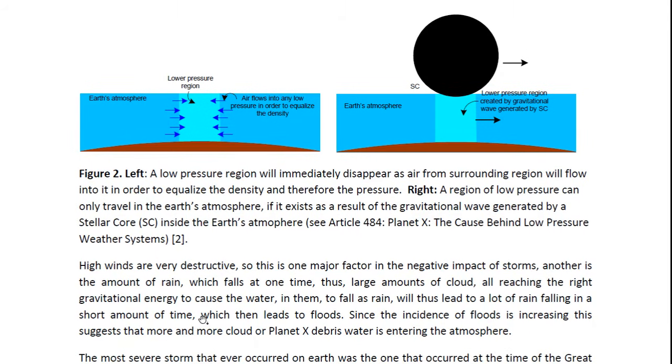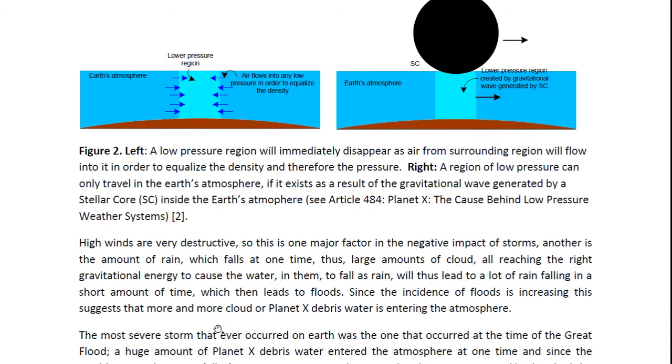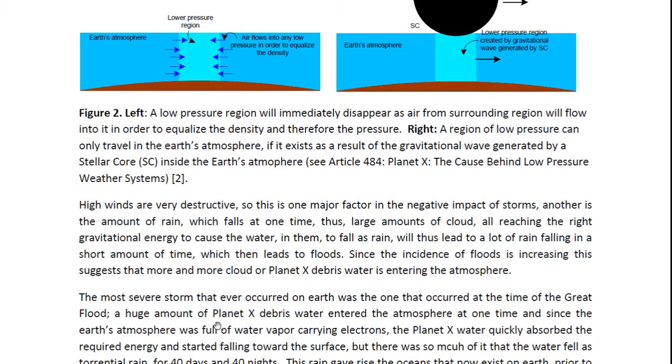High winds are very destructive, so this is one major factor in the negative impact of storms. Another is the amount of rain which falls at one time. Thus, large amounts of cloud, all reaching the right gravitational energy to cause the water in them to fall as rain, will lead to a lot of rain falling in a short amount of time, which then leads to floods. Since the incidence of floods is increasing, this suggests that more and more cloud or Planet X debris water is entering the atmosphere.